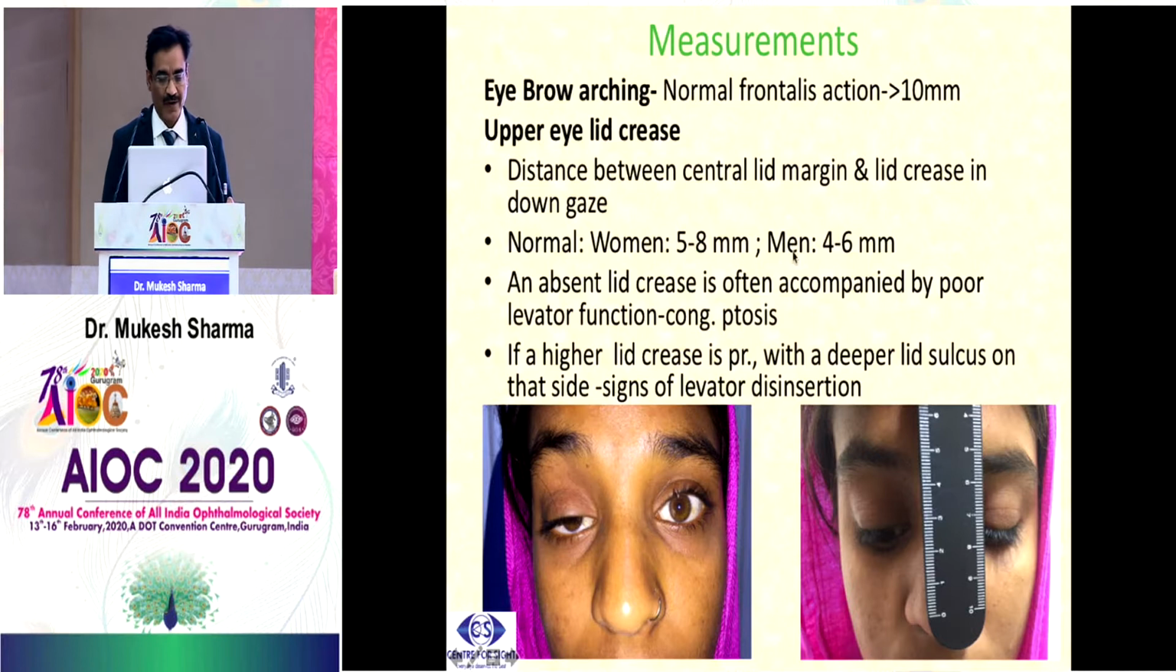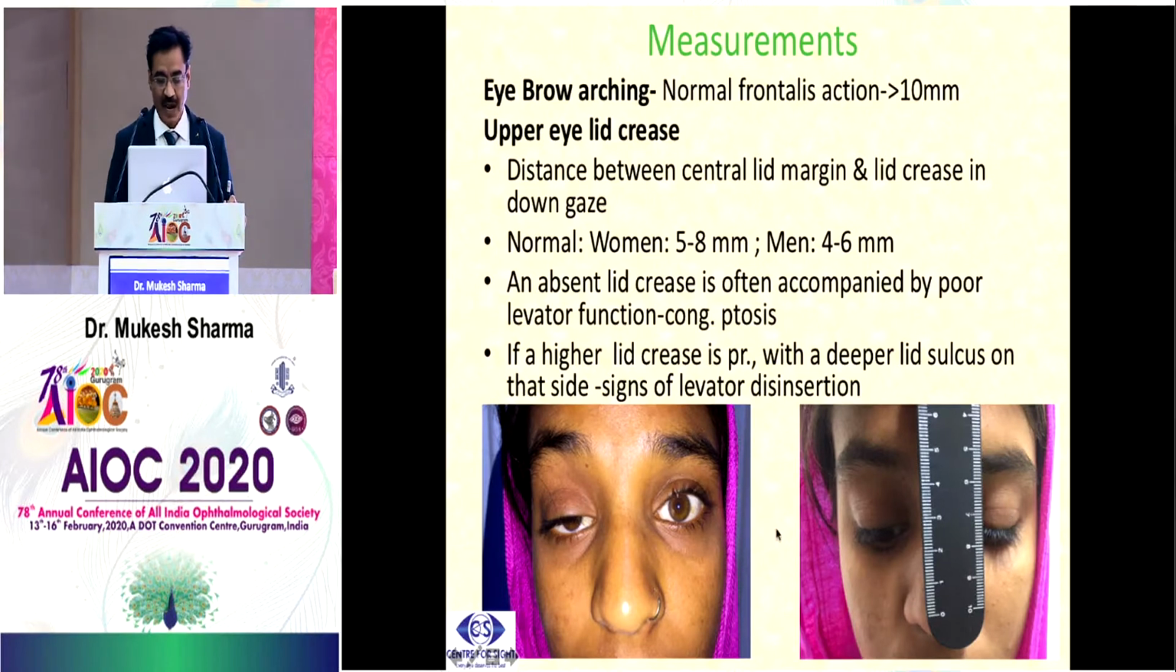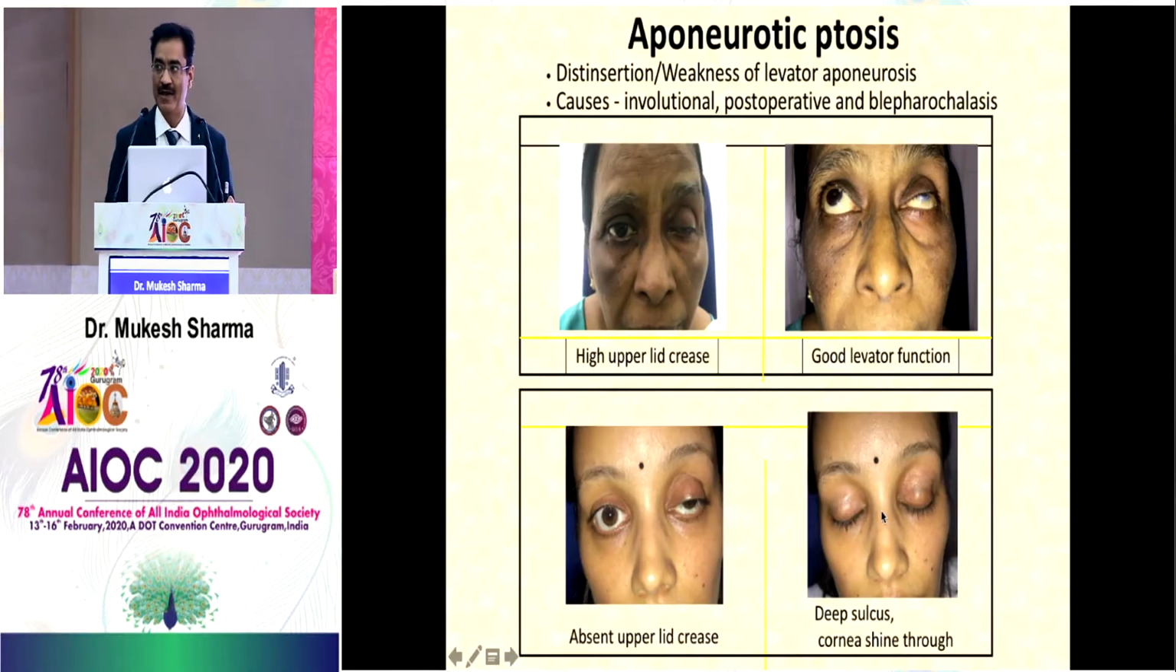Eyelid crease, we have already discussed this. Absent eyelid crease is often accompanied by poor levator function. High lid crease, if it is present with deep lid sulcus, this is a sign of levator disinsertion. This is there in aponeurotic ptosis. So this is how lid crease is measured. If the patient does not have a good lid crease, you measure the lid crease on the other side and you try to reciprocate this lid crease while doing your surgery by making an incision.